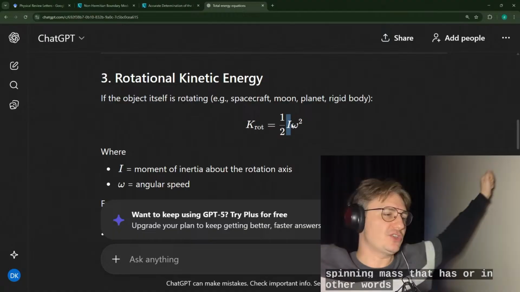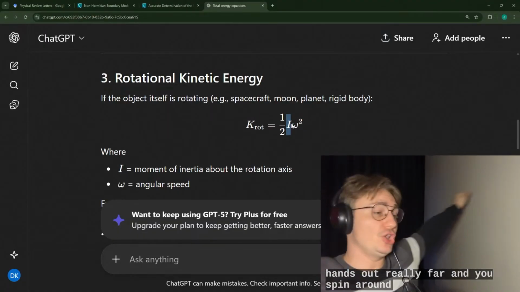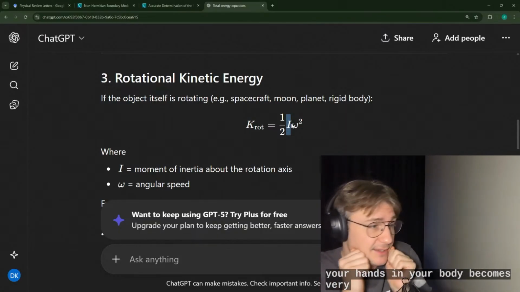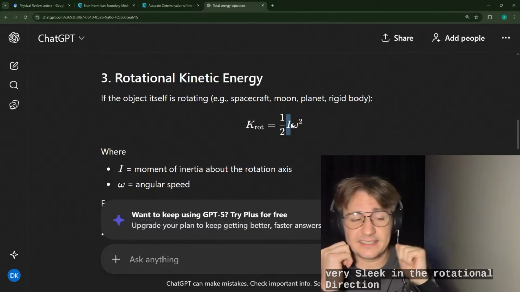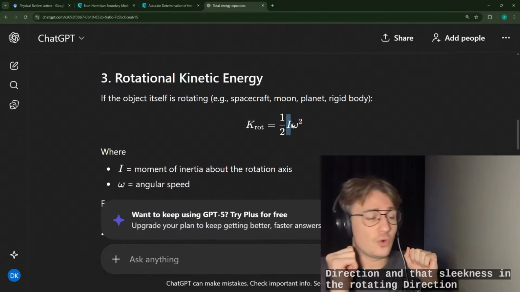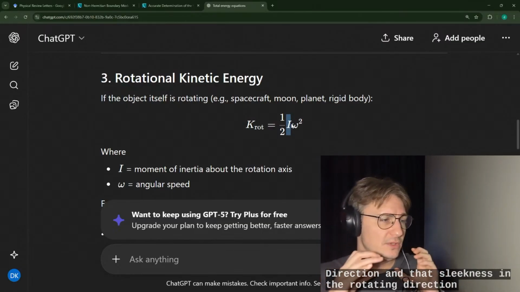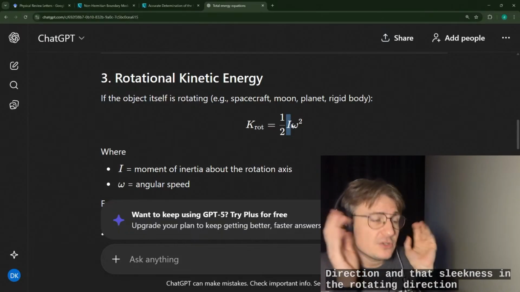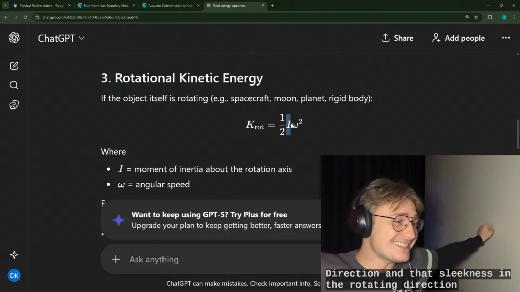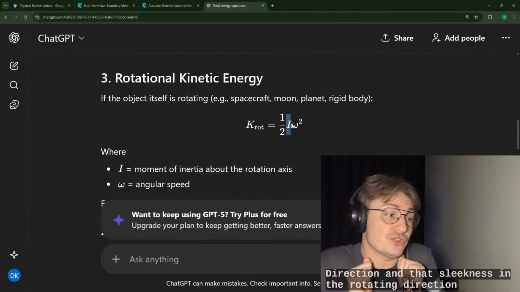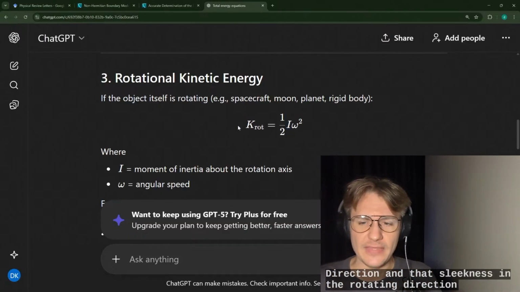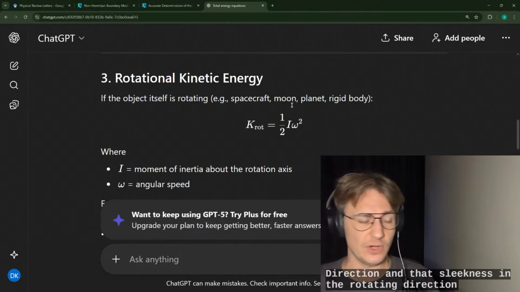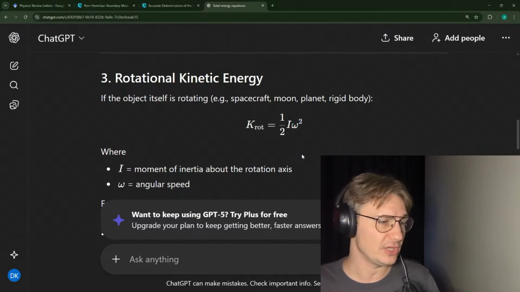Or in other words, when you stick your hands out really far and you spin around, you have a lot of I, you have a lot of moment of inertia. But if you bring your hands in, your body becomes very sleek in the rotational direction. And that sleekness in the rotating direction corresponds to a really low I value. So you have a big rotating mass, small rotating mass. Not because you're physically smaller, but because the distance at which the mass is held is much closer to the axis of rotation. And that rotational kinetic energy has the same form as kinetic energy. It's like 1/2 mv squared, but it's rotating. So it uses the rotational velocity here.